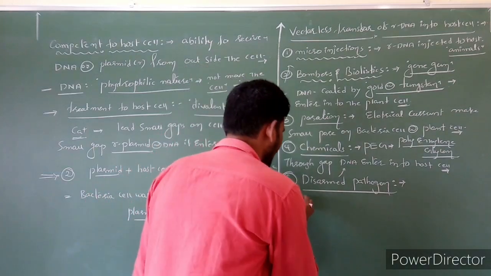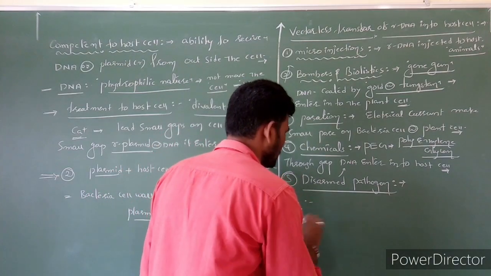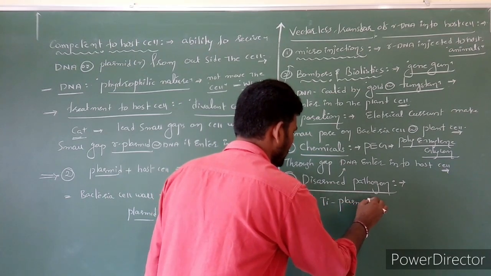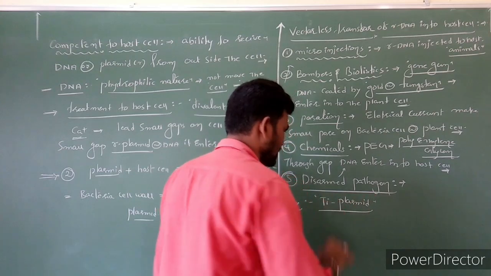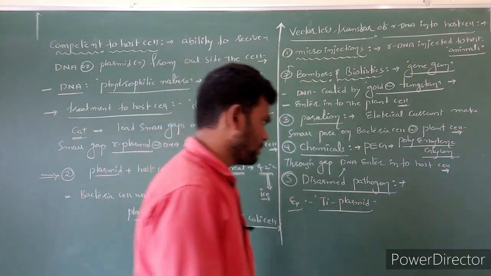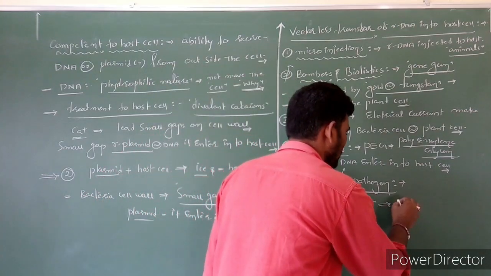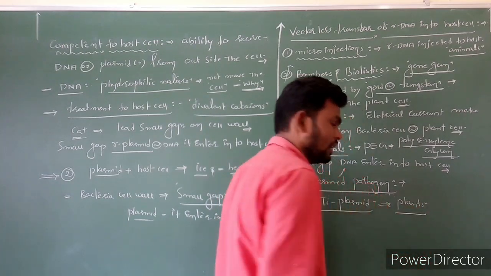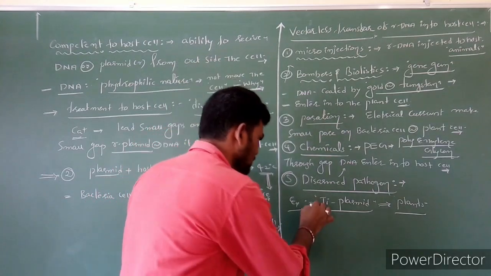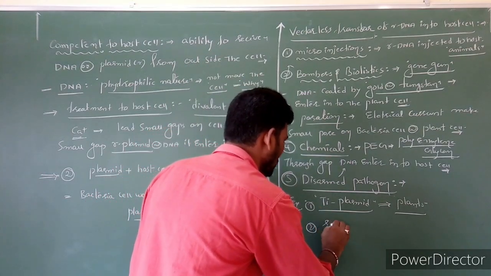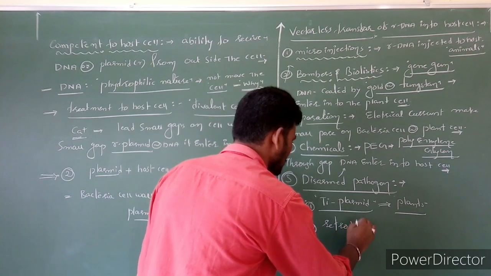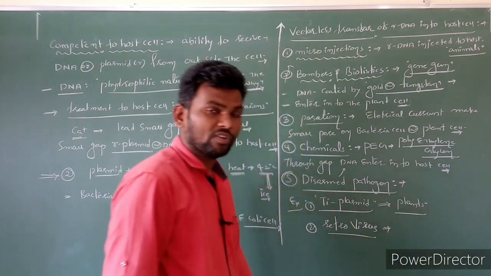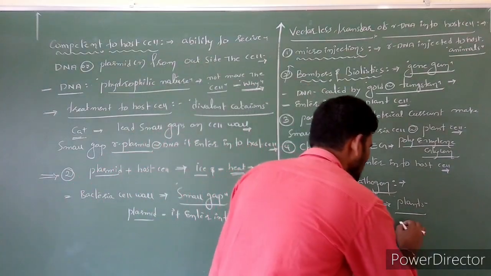Write it. Examples: we already discussed. One is the Ti plasmid, tumor inducing plasmid. So the disarmed plasmid is used for plants. And the next one is a retrovirus. Retrovirus is used for animal cells.